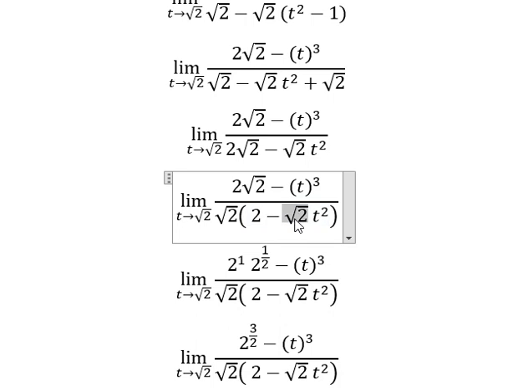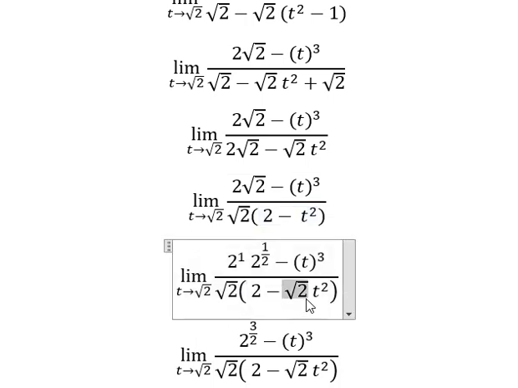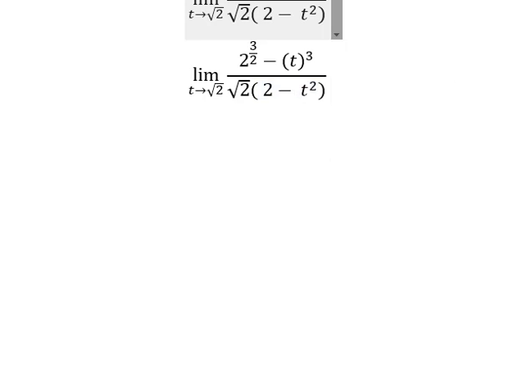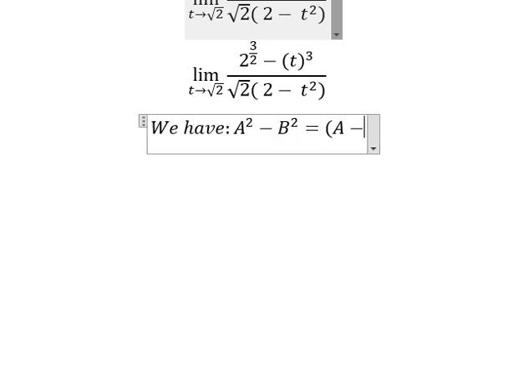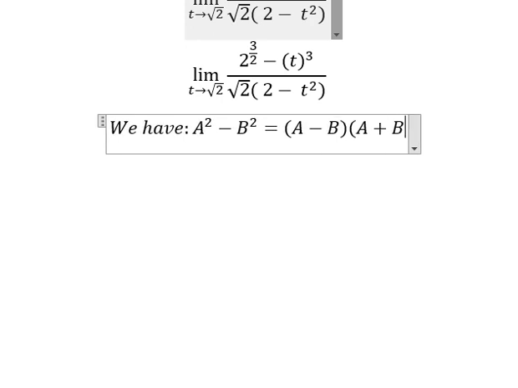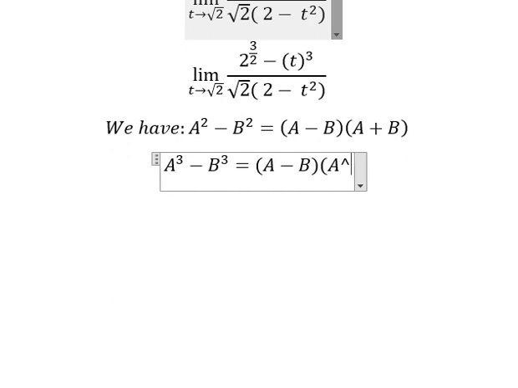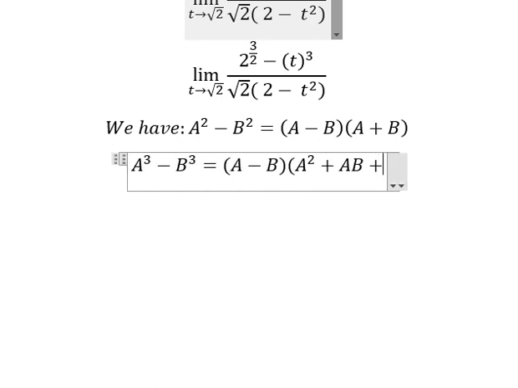Oh, sorry. That should be like this. Now we have the formula in here. So we have a square minus b square equals a minus b multiplied by a plus b. And the next one, a to the power of 3 minus b to the power of 3 equals a minus b multiplied by a square plus ab plus b square.